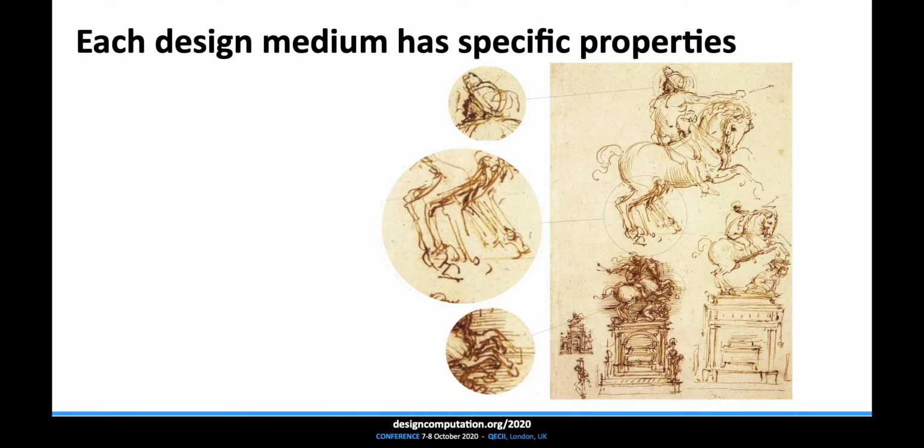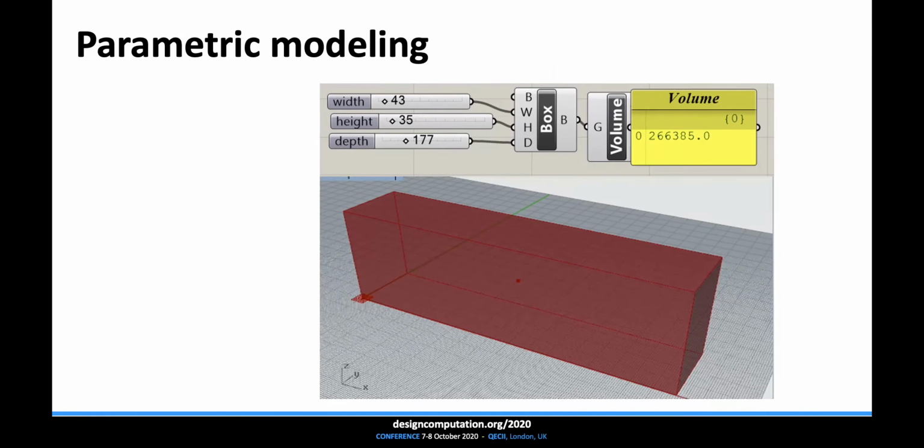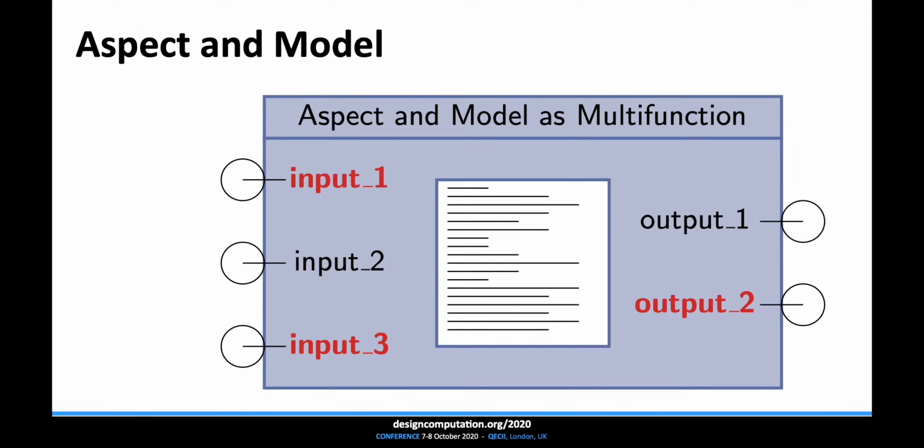Each design medium has specific properties. For example, in a sketch, designers can capture multiple ideas on a single sheet of paper. We chose contemporary and quite popular parametric modeling as our medium because a single model can embody multiple design alternatives. We abstract a parametric model into two parts: the model itself and an aspect, a selection of inputs and outputs that a designer intends to work with in the moment.